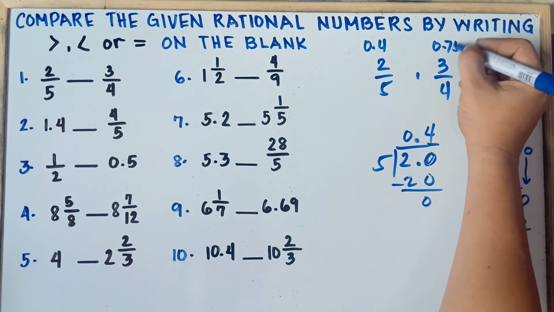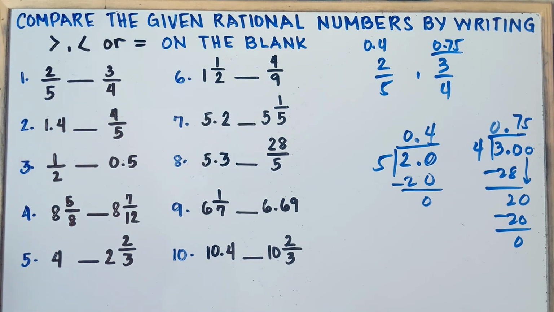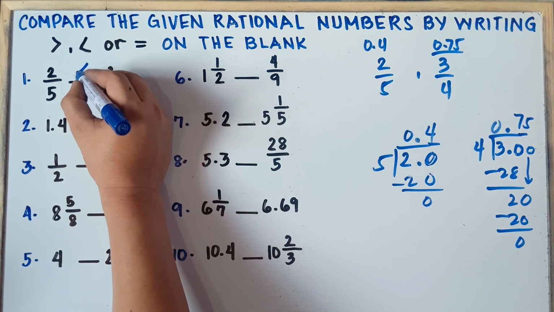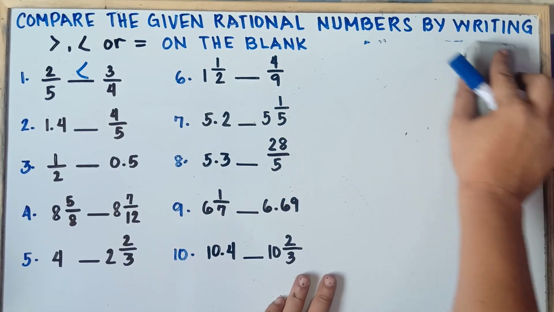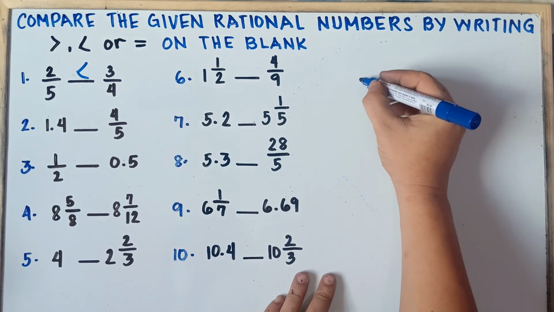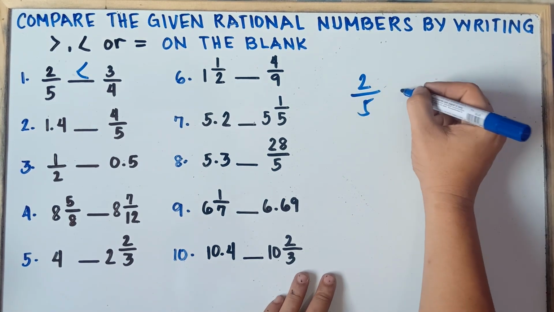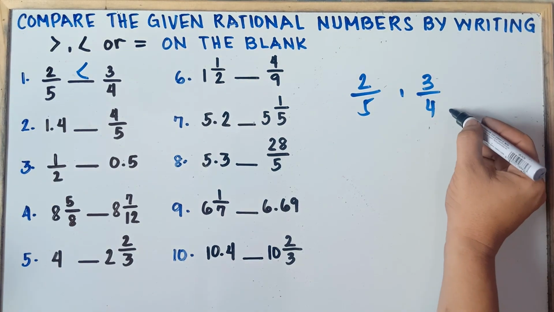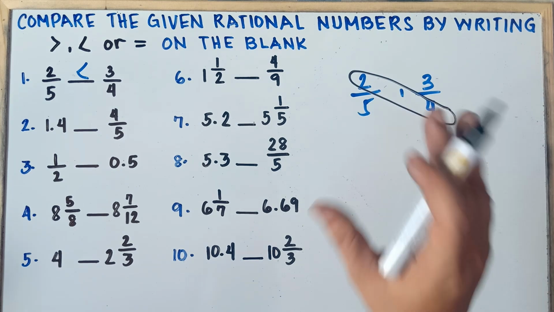Of course, we know 0.75 is greater than 0.4. So therefore, 2 over 5 is less than 3 over 4. Now, the shortcut way, class, you can just simply cross multiply, class. Example, 2 over 5 and 3 over 4. We can just simply cross multiply, class.